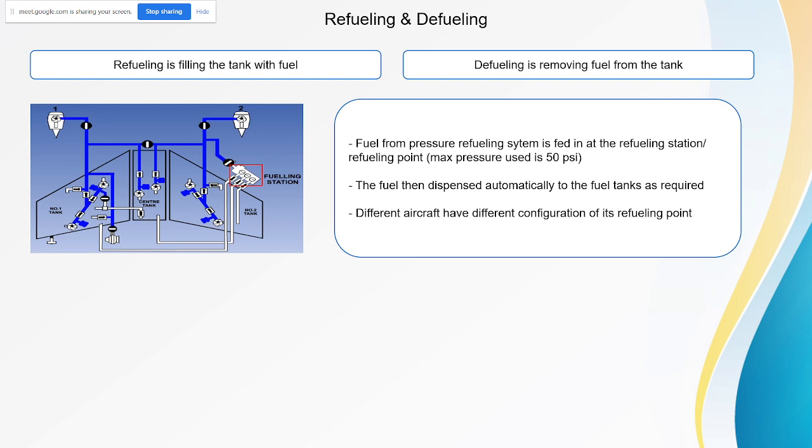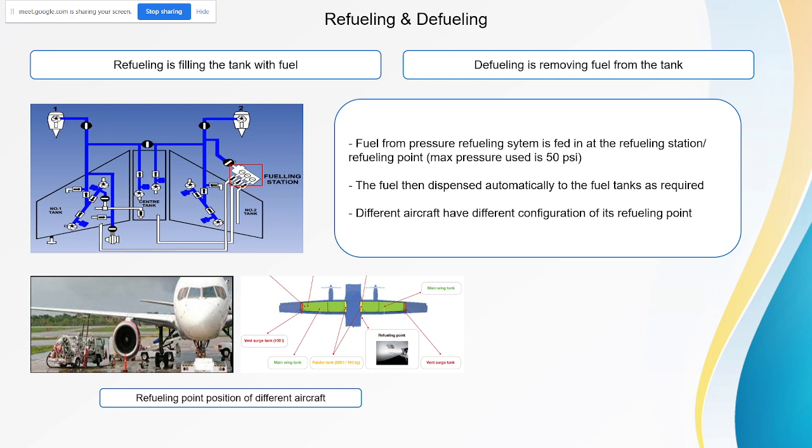If you notice here, the fueling station has three different lines that are connected to the three tanks. Different aircraft have different configurations of their refueling points. Some aircraft have the refueling point located at the bottom of the wing, while some, for example the ATR model, have the refueling point at the bottom of the wing near the fuselage, located here.